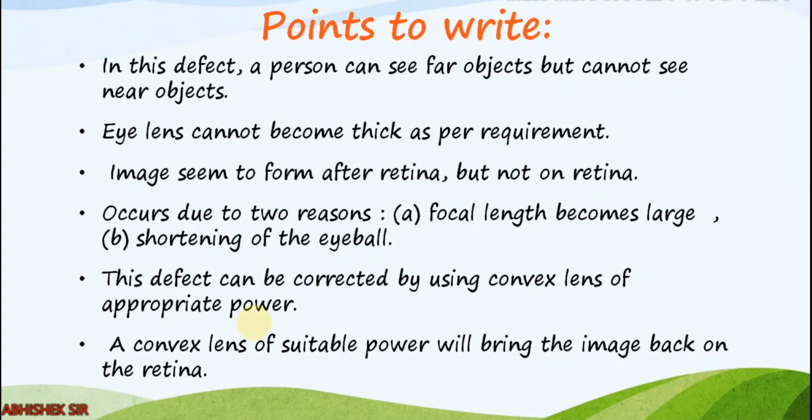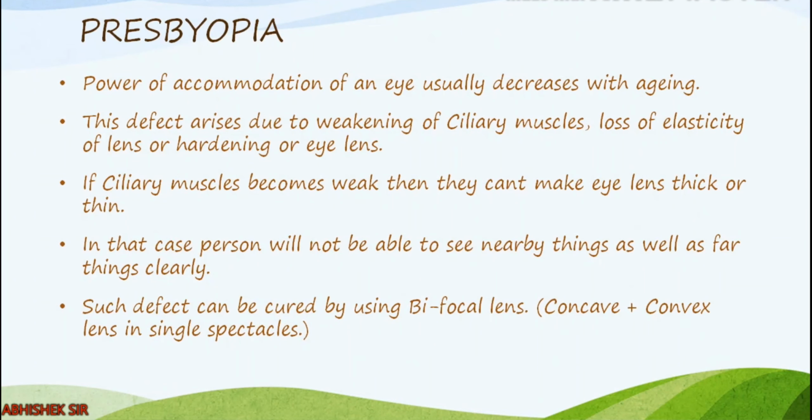Now this defect can be corrected by using convex lens of appropriate power. What it will do? It will bring the image back on the retina so that the person is easily able to see. Clear? So these are few points to write. You may pause the video to note down the points.